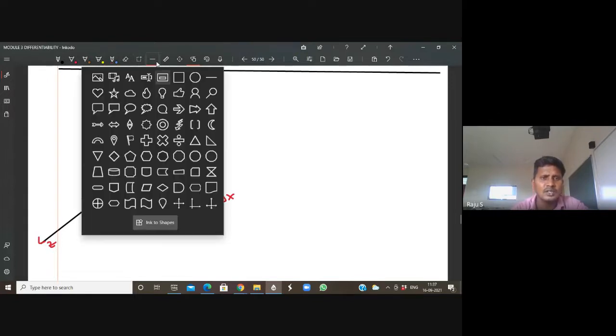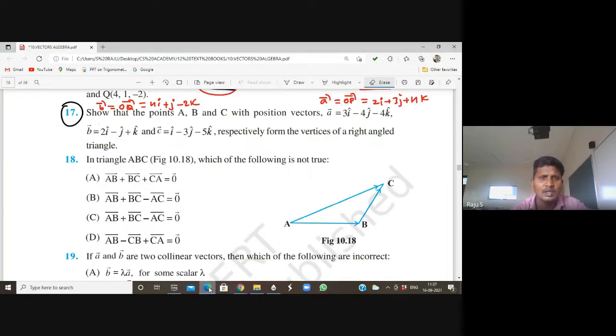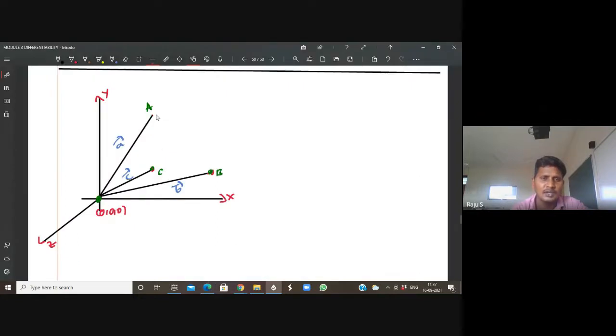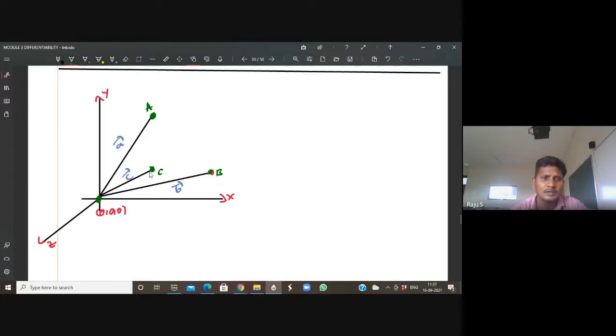See, what is the question here? These 3 position vectors, a vector, b vector, c vector, are already given in the question. These 3 vectors are the vertices of a right angle triangle. So this is A, this is B, this is C, the points with position vectors a, b, c. Right, this will form a right angle when I join these points.